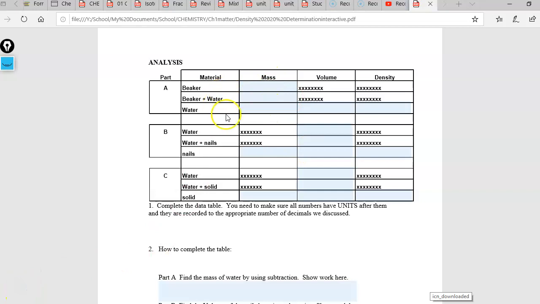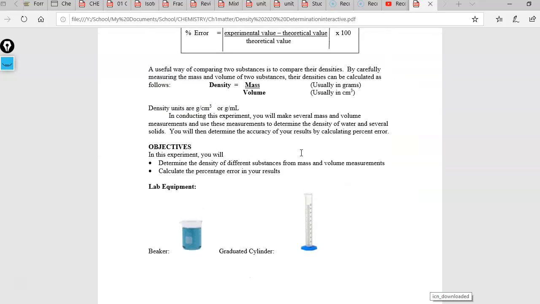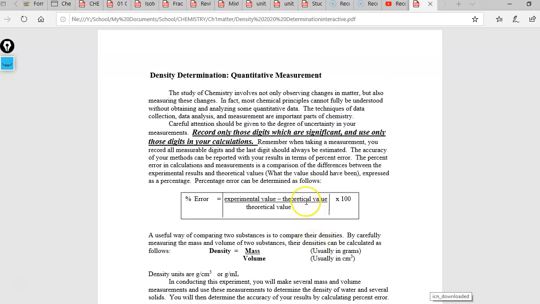So for instance, down here in part B, you'll have the volume of the water and the volume of the nails, and just like we did yesterday, you'll have to do subtraction. So technically you're finding the volume of the nails through water displacement. Alright, so let's go up here. Just to review, this is what a beaker looks like, and this is what a graduated cylinder looks like. That's what we will be using today.